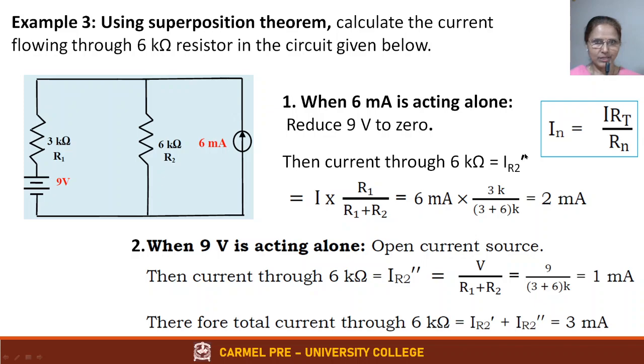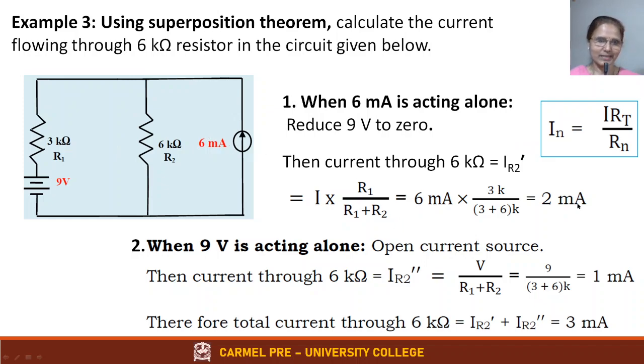So IR2 dash is going to be, using current divider rule, main current 6 milliamps into total resistance, 3 kilo into 6 kilo when they are in parallel, which becomes 3 into 6 divided by 3 plus 6, equal to 2 kilo ohms. So I is 6 milli into 2 kilo ohms divided by the resistor through which we have to find current, which is 6 kilo ohms. 6 cancels. We are only left with 2 milliamps. That is the current flowing through 6 kilo ohms.